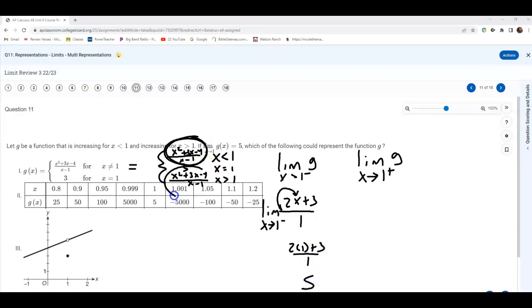Now, this function is exactly the same. So when I take the limit from the right, I'm using the same exact function, and I will get the same exact answer, and therefore that will be my limit. The limit is 5, which is what it's supposed to be. So yes, once again, the top one is another answer.